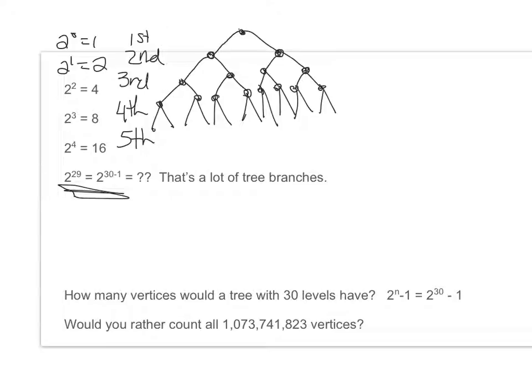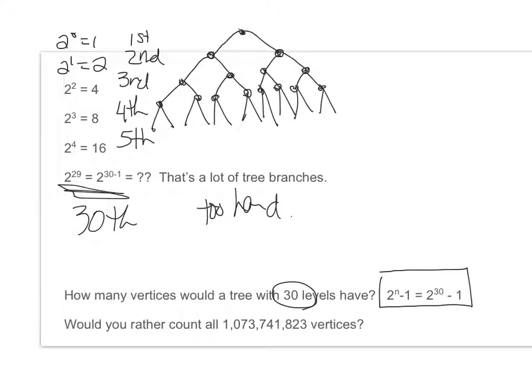Goodness. This right here, that'd be the 30th level. How many vertices would I have? That's a lot of tree branches. That's too hard to draw. Okay? How many vertices would a tree with 30 levels have? Okay, we can make an equation for it and use an identity that we learned a few days ago to actually solve it. So a tree with 30 levels, so that's the 29th, a tree with 30 levels is 2 to the 29. So 2 to the 29th actually equals that many vertices. And we can't count that. That's ridiculous. So how can we make it easier?